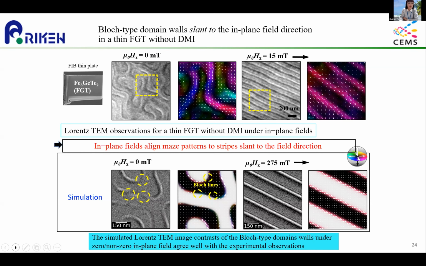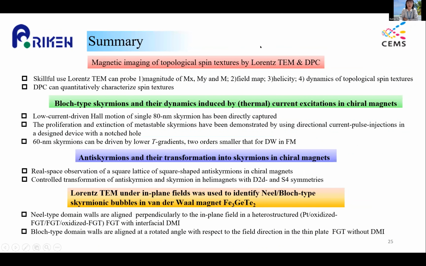So let me summarize my talk. I introduced two real space imaging techniques. One is the Lorentz TEM and the other is the phase imaging technique, DPC. I just want to emphasize, please be careful when you use Lorentz TEM to probe the topological spin texture, and avoid the artifacts.